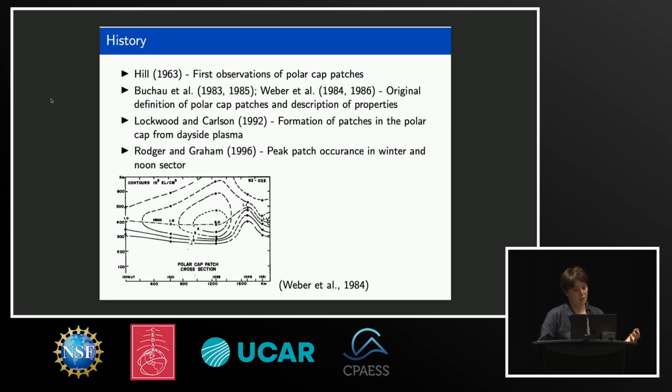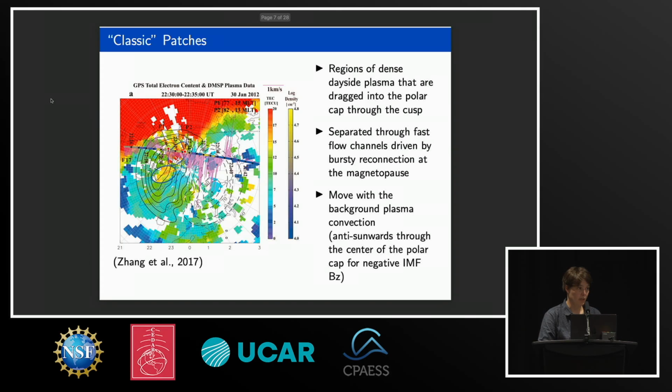There are several different generation mechanisms that were proposed, but they're predominantly thought to be a wintertime phenomenon, although even that I think has changed recently. These classic patches are what I just described. You have dense dayside plasma pulled into the polar cap and it somehow segments. Even that, as we've seen from some presentations last year, may not be true anymore.